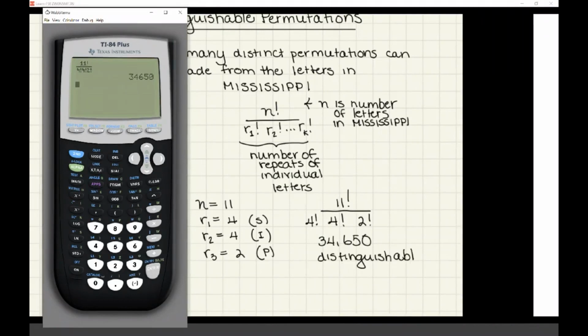That means that, in other words, if there was one S or the other S first, that wouldn't count as 2 separate permutations because I can't tell them apart. Okay, so this is a smaller number than there would be if there weren't repeated digits or repeated letters. All right, so again, I just wanted to show you this.